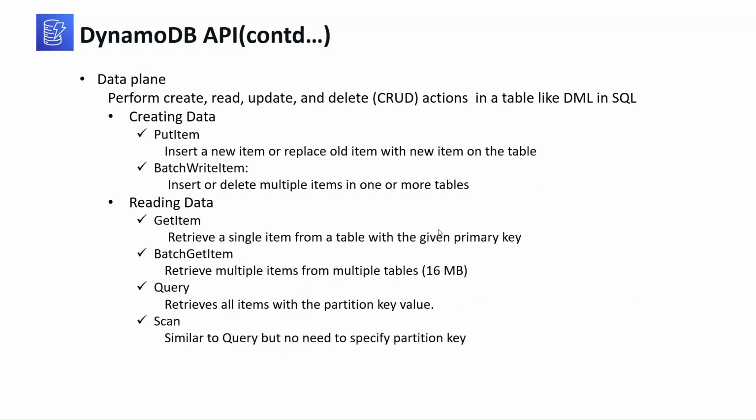For updating data, the update item API modifies a single or multiple data items in a table with the help of primary key. For deleting data, the delete item API deletes a single item from the table by primary key, and batch write item API puts or deletes multiple items in one or more tables.